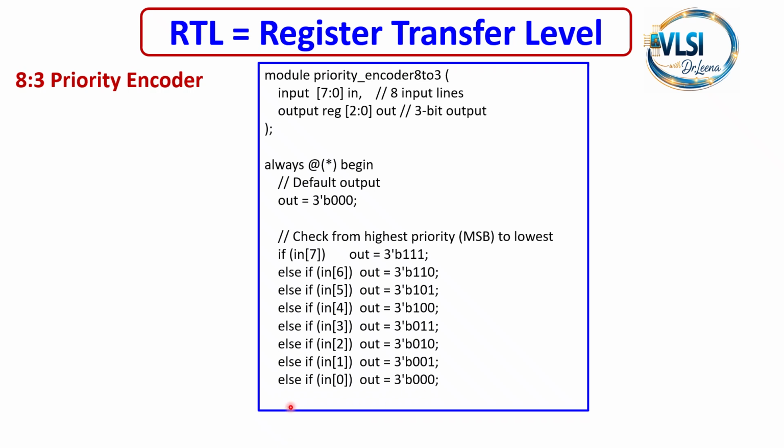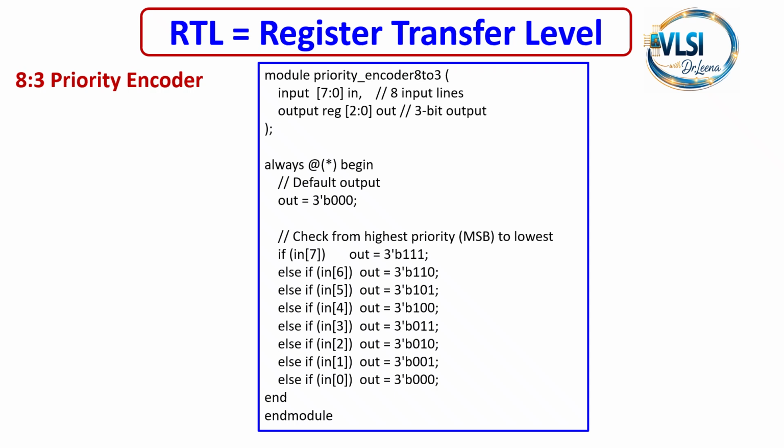And the next condition is, if IN0 is high, the output is 000, binary of 0. And then it ends the always block and then it ends the module. This is the RTL code of the 8:3 priority encoder. Now let's see the test bench of it.